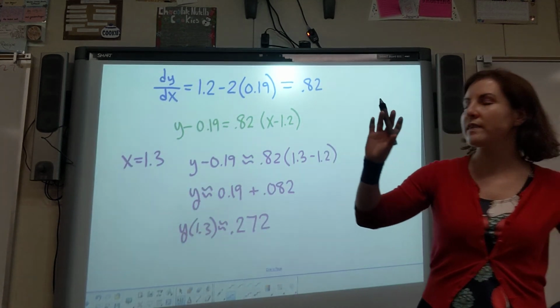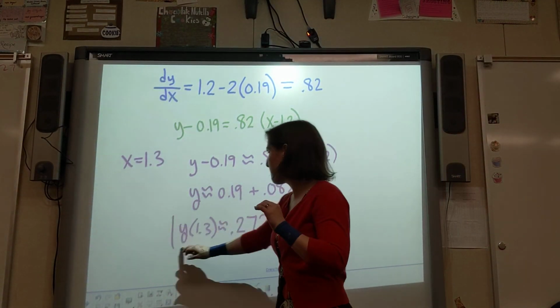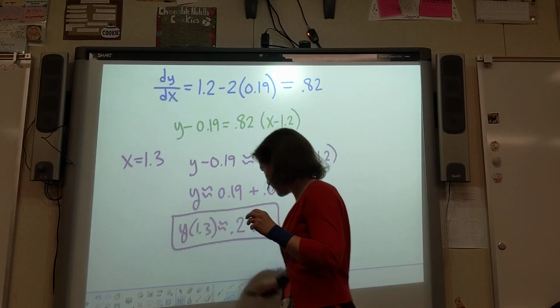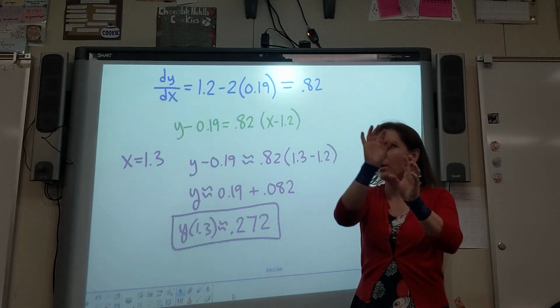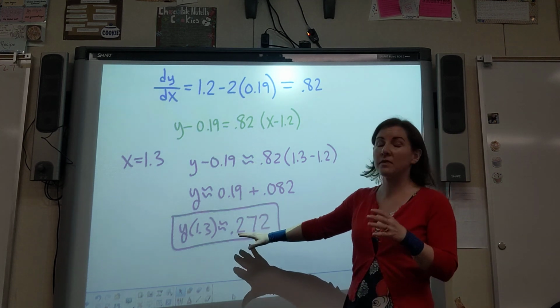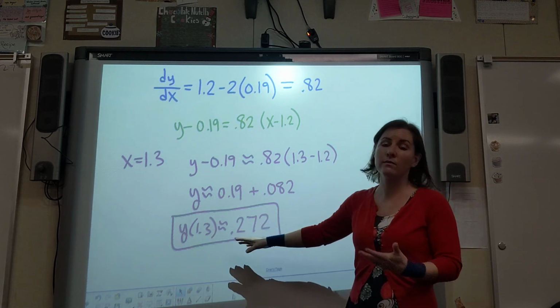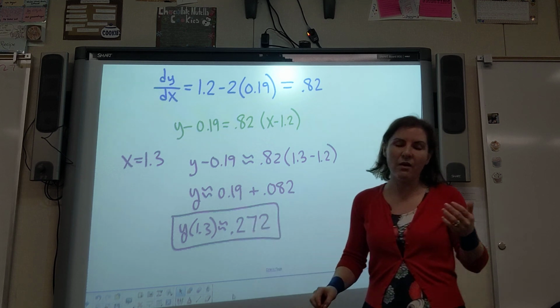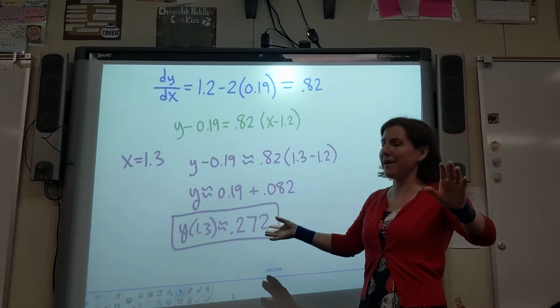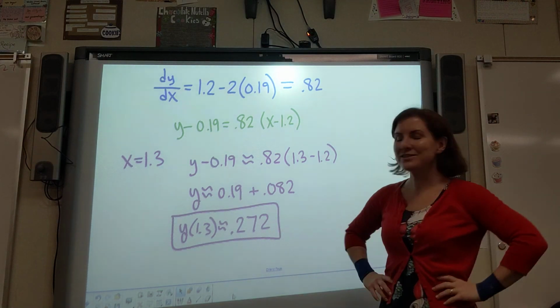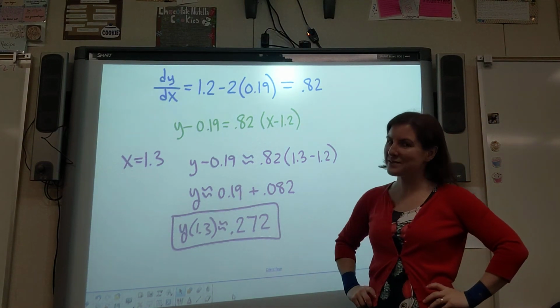So I started off with a derivative, the rate of change, and a single point. And then I went step by step, finding the slope at those different points to try to get to what the actual y value might be at 1.3. Is this exact? No. If we did like 0.01 for our step size, would we get closer? Heck yeah. But that's what we got. That's Euler's method. Newton and Euler, pretty smart people.